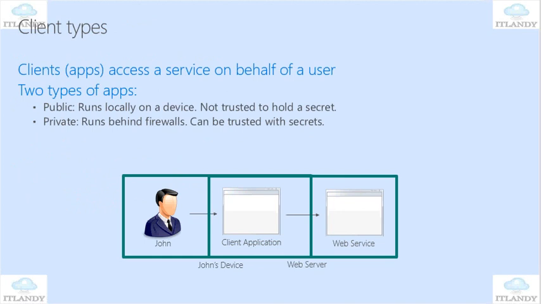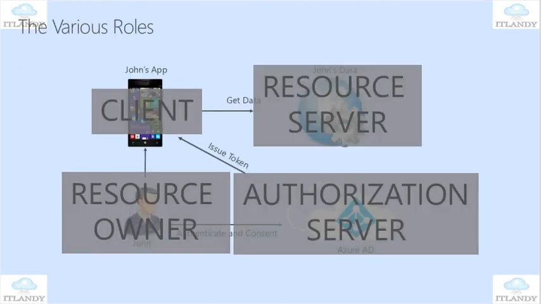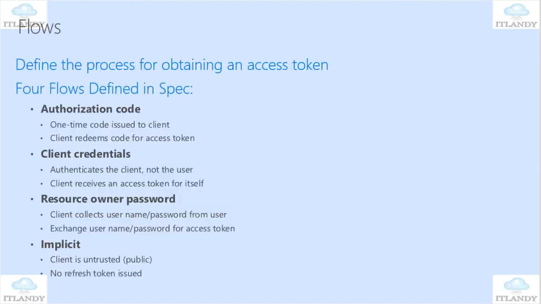The client types: a client application accesses a service on behalf of a user. We have two types of application, public and private. Public runs locally on a device and is not trusted to hold secrets. Private runs behind the firewall and can be trusted with secrets. Let's have a look at what they mean. John Smith has an application, a client, and a resource. It is getting data for John, authorizing from a server, and he is the resource owner, getting a token. After obtaining the token, you will be authorized to view it. The flow defines the process of obtaining the access token.